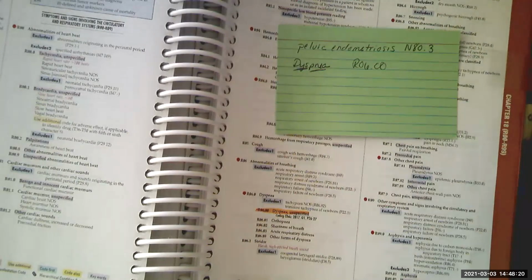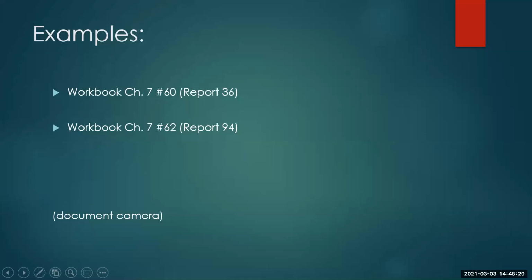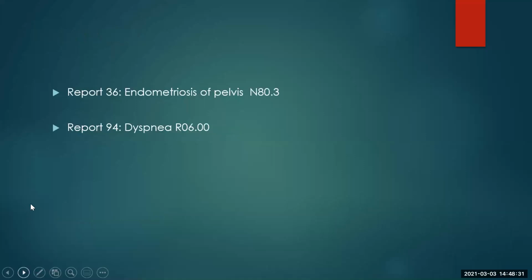Let's check back with the PowerPoint and see if we are correct. Okay, yes, it looks like we got both of those correct: endometriosis of pelvis N80.3 and dyspnea R06.00.